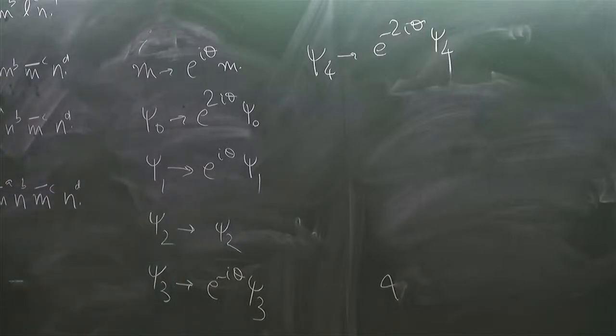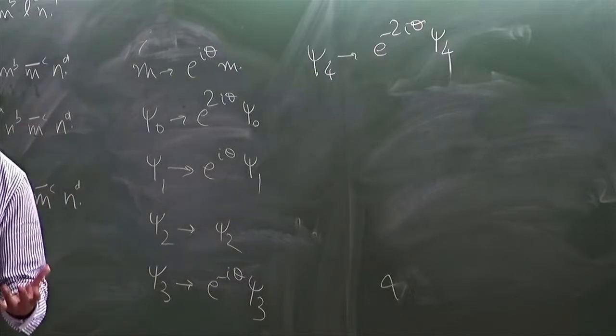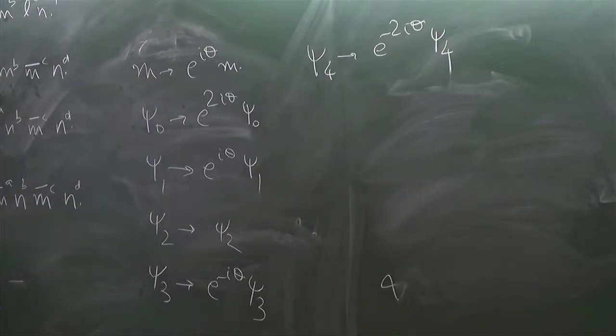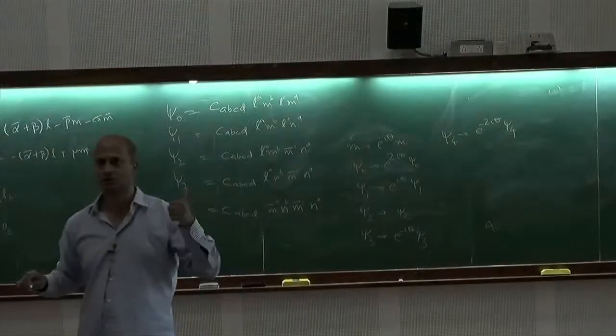For the Schwarzschild and the Kerr black holes, they're stationary, there's no radiation. For them, in fact, in the usual gauge, psi 0, psi 1, psi 3, and psi 4 are all 0, and only psi 2 is non-zero.